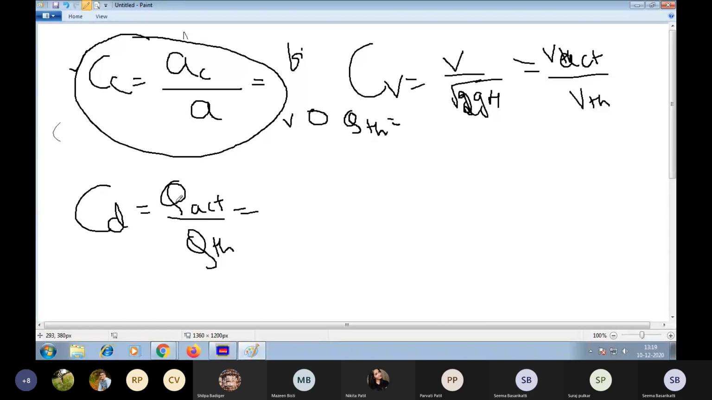What is Q? Rate of flow, discharge, ma'am. Q is the rate of flow, area into velocity. Very good. So Q can also be written as area into velocity. Actual Q is actual area multiplied by actual velocity.